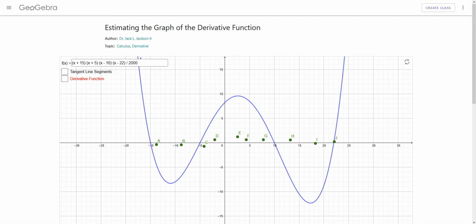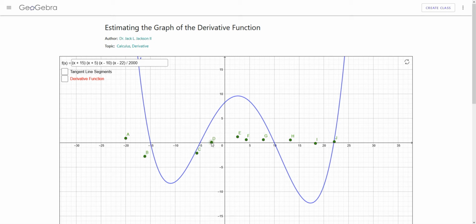In this video, we're going to be estimating the graph of the derivative function. The way this GeoGebra app works is we have a graph of a function here, which you can enter in any function you want. So you might experiment with this with various different functions. And we have 10 points here that can be freely moved anywhere around. The idea is to place those points at the values of the derivative. If we do it correctly, we can click on derivative function and the graph should go through all of the green points.